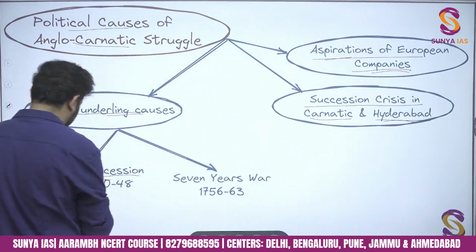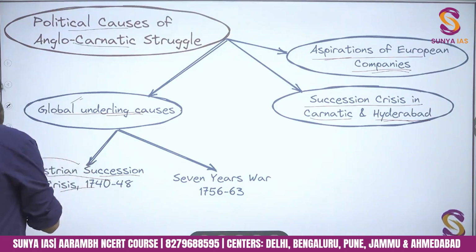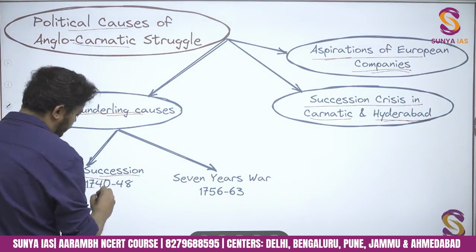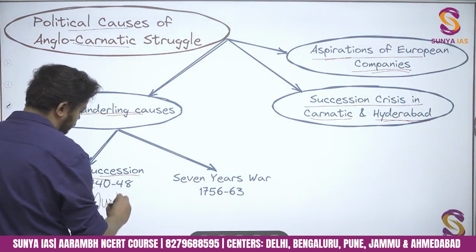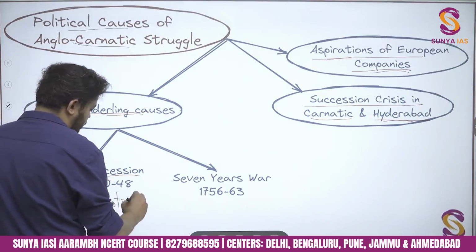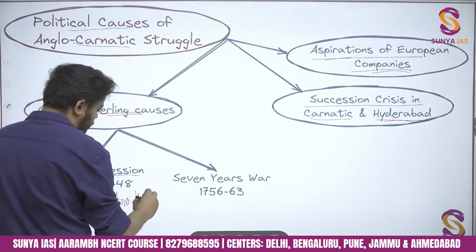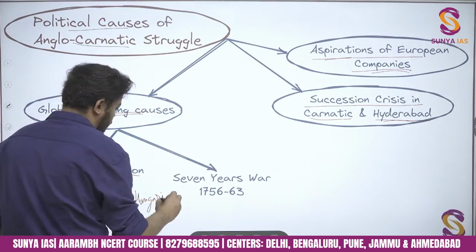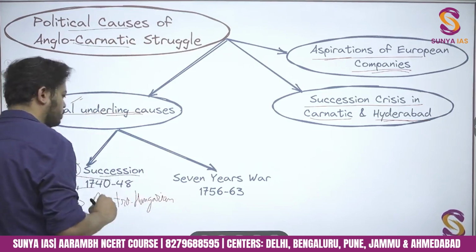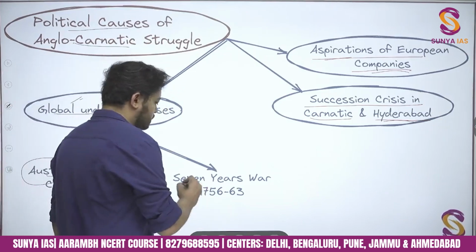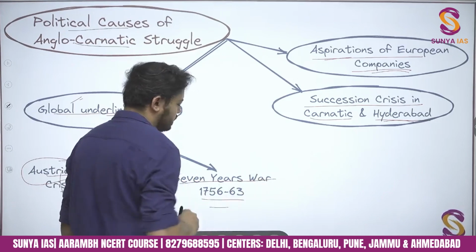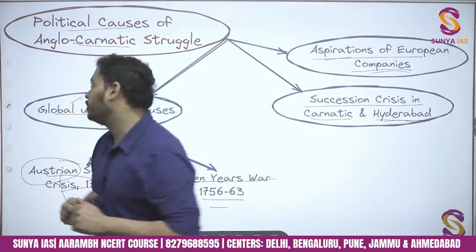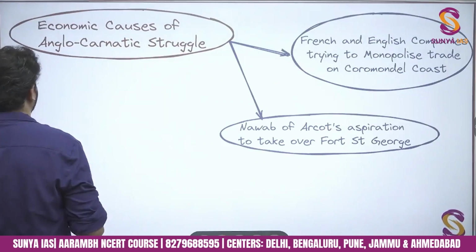Austrian succession crisis, or don't write it Austrian, actually it will be better if you write Austro-Hungarian. The ruler was Maria Theresa. The second one is the 7-year war, 1756 to 1763. Cool. So those were the political causes.